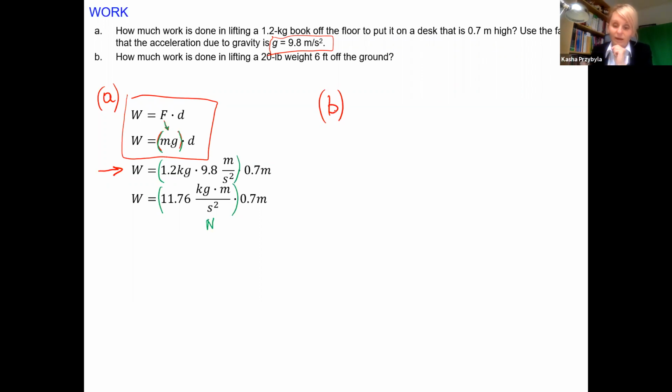Let's see what I did. I just multiplied 1.2 times 9.8 and got this number. I actually typed this because it's important: the green part is force, and it's in newtons. Then I multiplied 11.76 times 0.7, newton meters, which is joules.